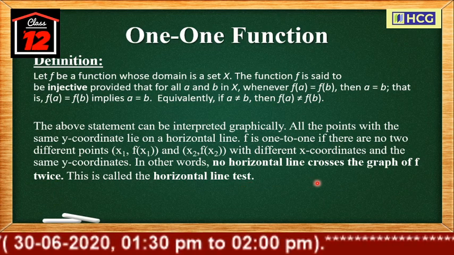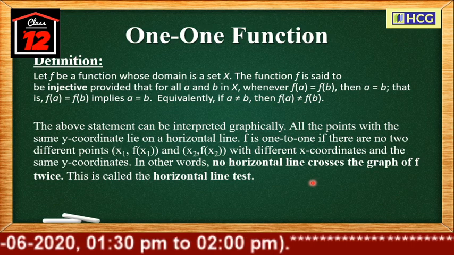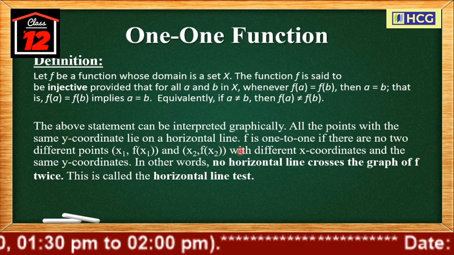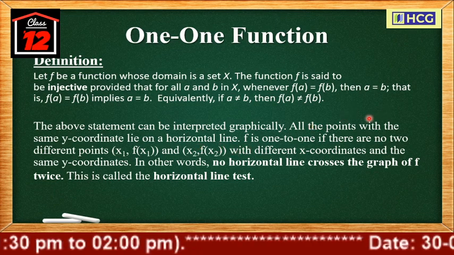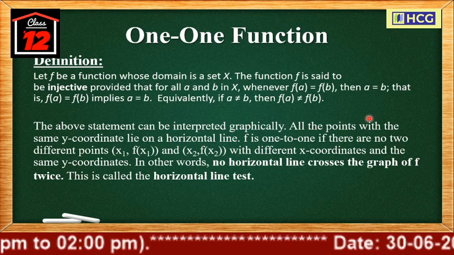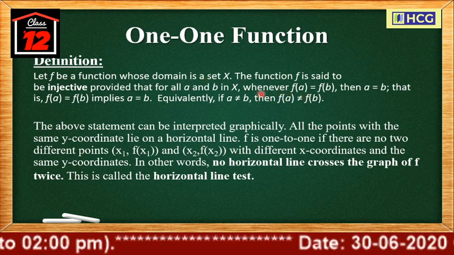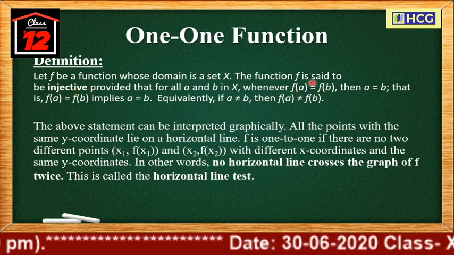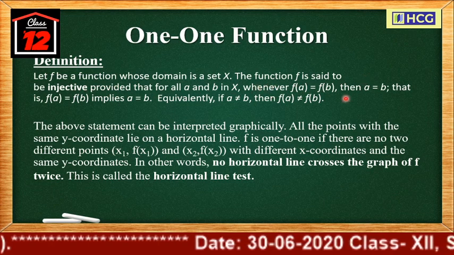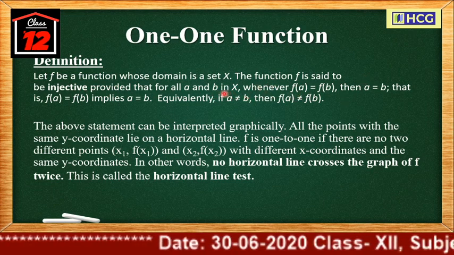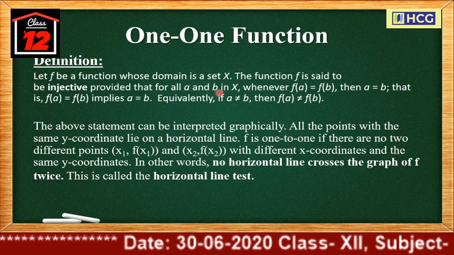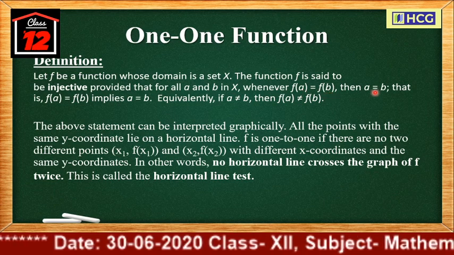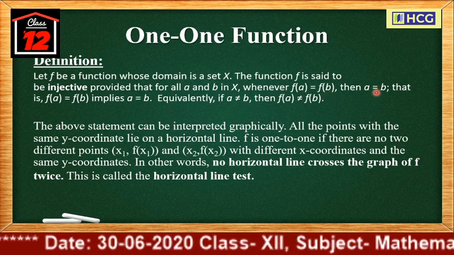Graphically, we check whether the function is one-to-one or not by the horizontal line test. If a horizontal line cuts the graph y equals f(x) twice, then the graph is not one-to-one. Algebraically, when a function is one-to-one, if a and b are two elements in the domain set and f(a) equals f(b), their images are equal, then definitely their pre-images are also equal.